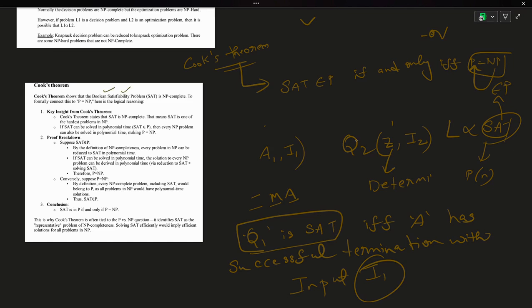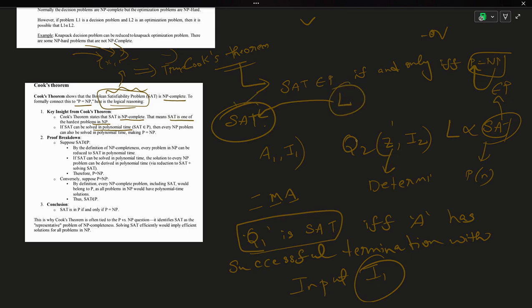So in simple words, we'll go through Cook's theorem by the points noted here. Cook's theorem shows that the Boolean satisfiability problem, meaning there are some variables x1, x2, x3, and by assigning some Boolean values to these variables the output has to be true, is NP-complete. To connect this to P equal to NP, here is the logical reasoning you have to provide. Cook's theorem states that SAT is NP-complete. That means SAT is one of the hardest problems in NP. If SAT can be solved in polynomial time, then all the problems which are reduced to SAT can also be solved in polynomial time, and thus P is equal to NP.